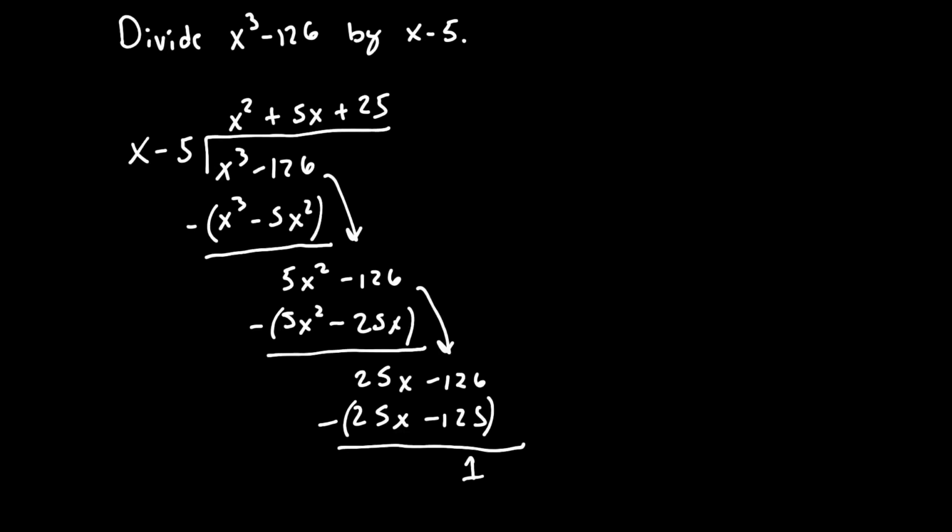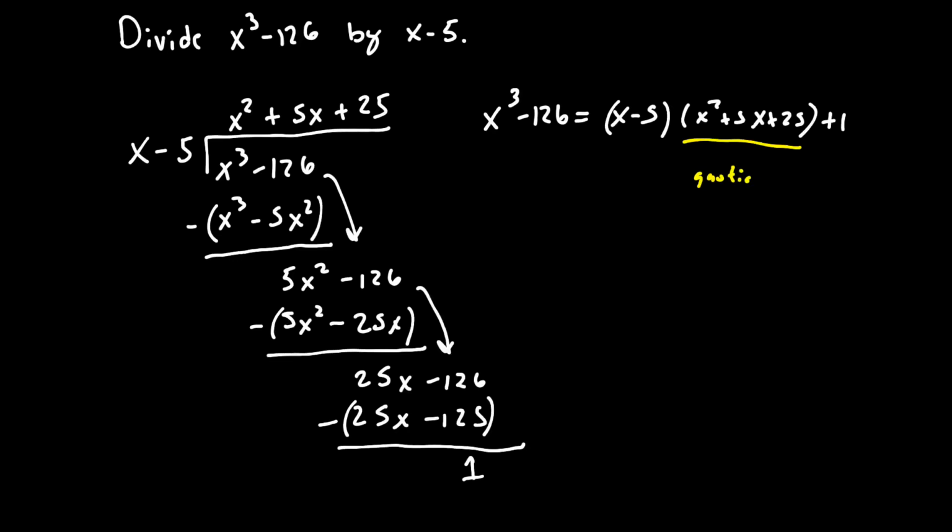So what this tells us is that our polynomial x cubed minus 126 can be rewritten as x minus 5 times x squared plus 5x plus 25, plus 1, where x squared plus 5x plus 25 is our quotient, the number 1 is the remainder, and x minus 5 is the divisor.